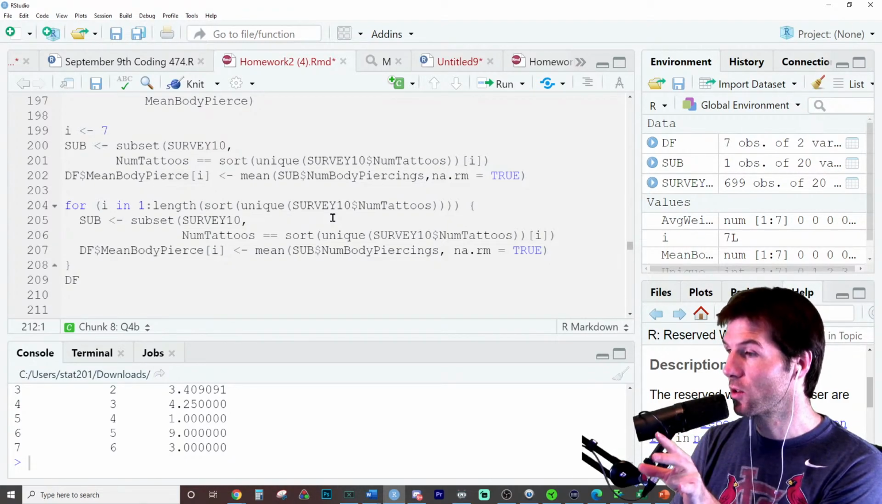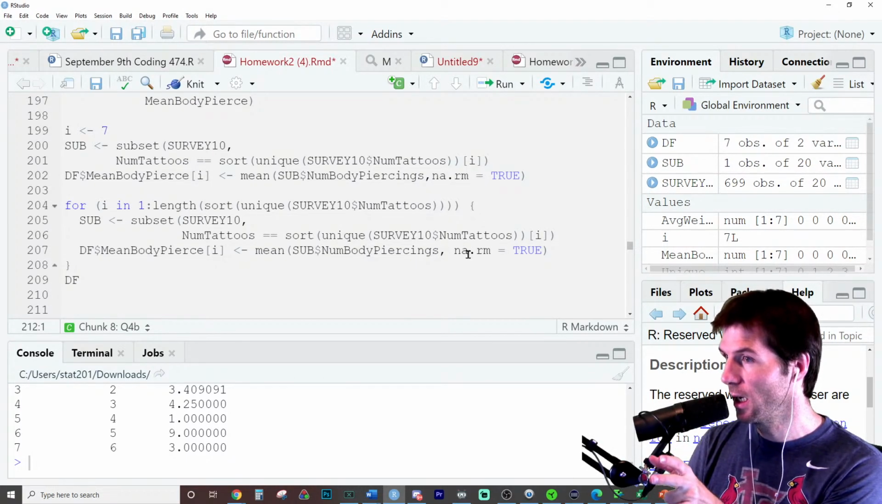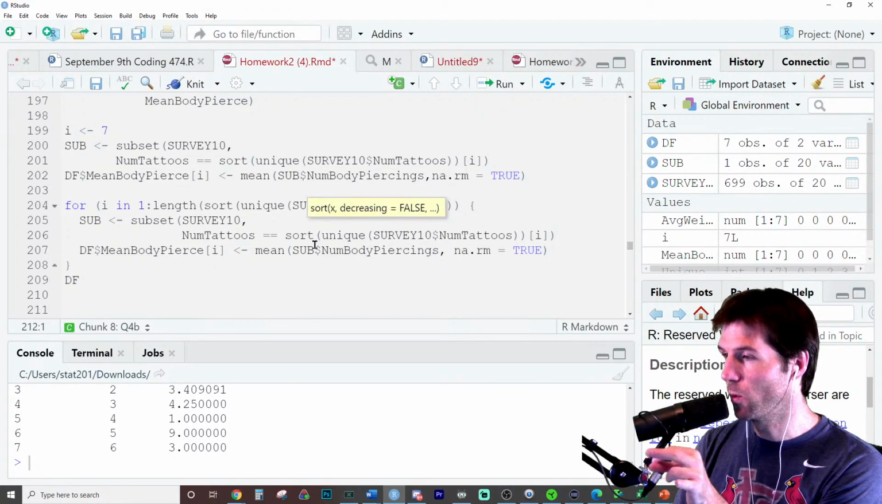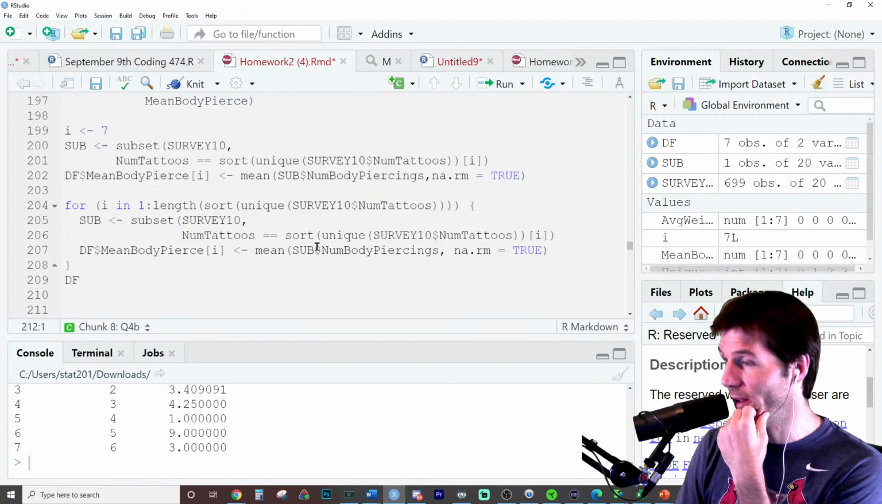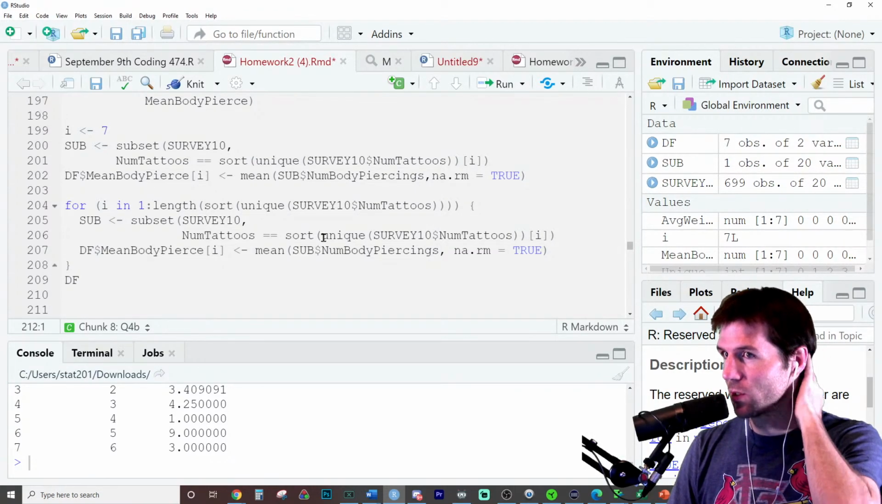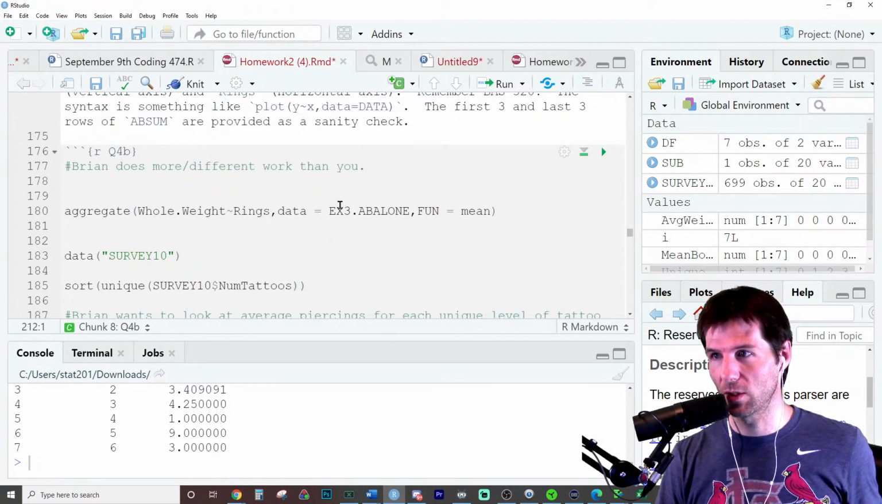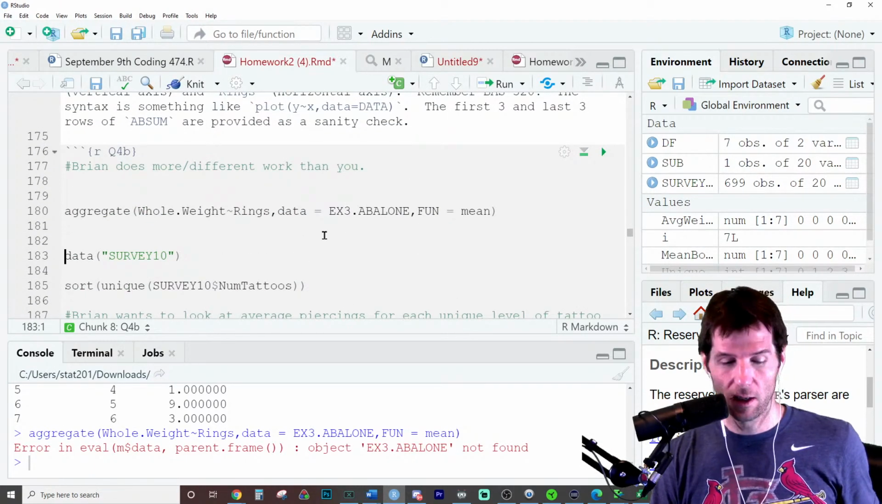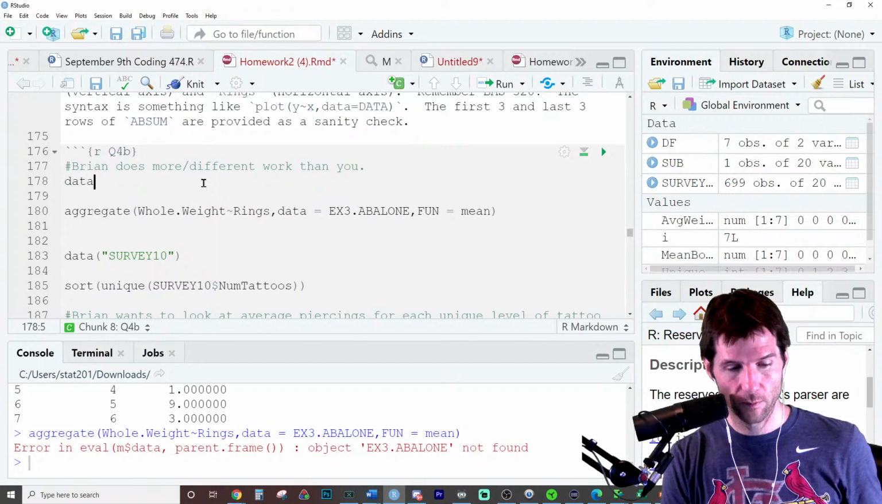Yes, exactly. So if there was something out of order right here, when it runs this, it will run it in a different spot. So that's what you notice, there's missing spots. So make sure you have it working, check your answer, and you can always check your answer to the question by looking at this. Oh, ex3 abalone not found.